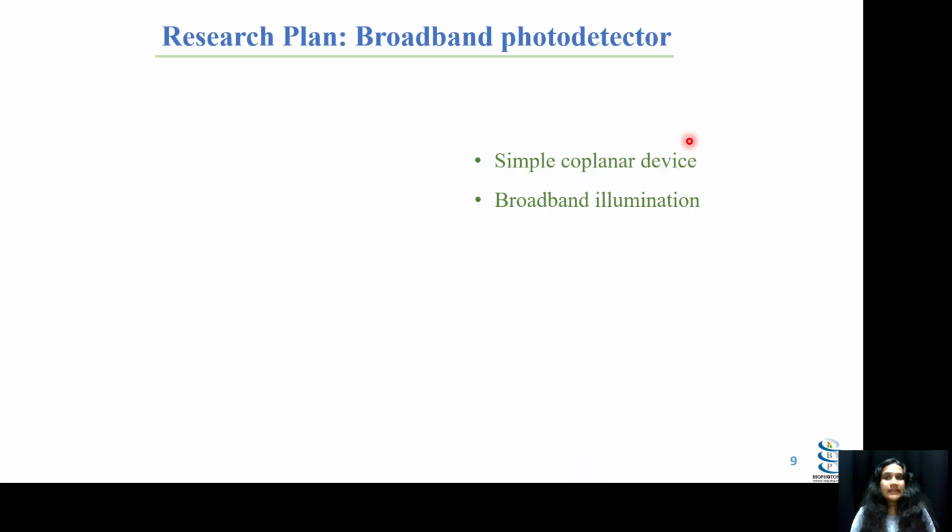A simple research plan. Our lab has expertise in growing monolayer graphene on various substrates. So I choose a suitable solid substrate on which I grow an almost monolayer graphene using the CVD technique, and then, keeping a mask on the graphene layer on the substrate and depositing metal contacts, we obtain a simple coplanar device. I use this device as my photodetector, on which I drop and grow perovskite films and characterize these for broadband illumination, that is, lasers of various wavelengths.